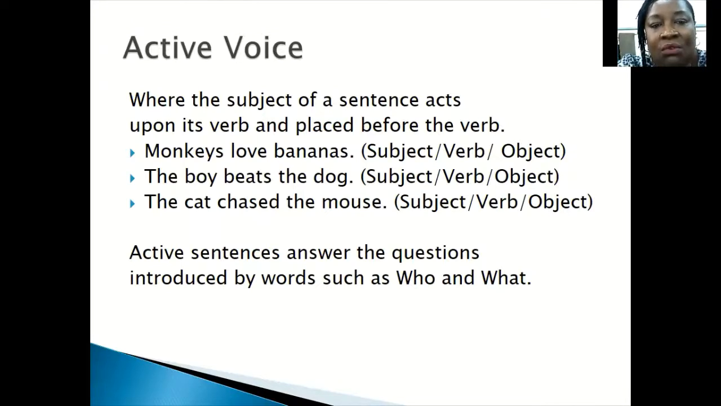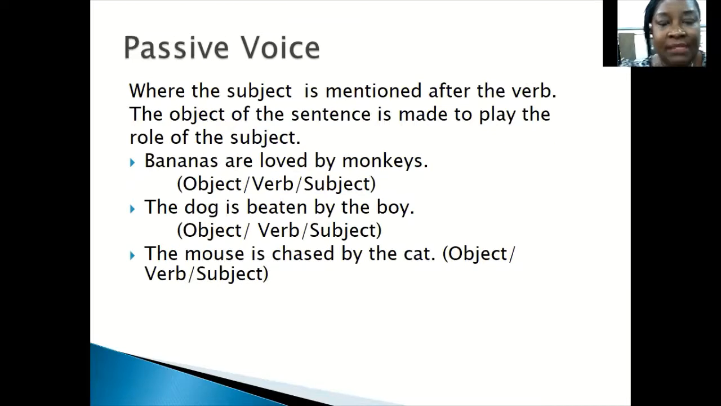So if you have to answer who loves bananas, the answer would be monkeys love bananas. That means it's an active voice. The boy beats the dog. The cat chased the mouse. We'll go on to the passive voice.